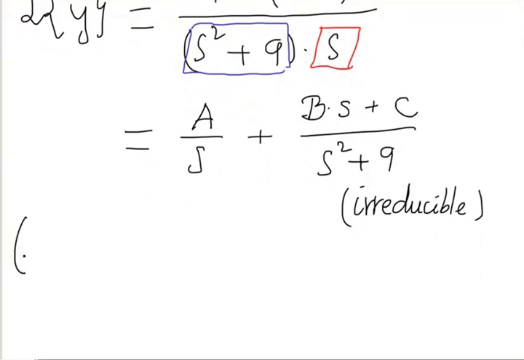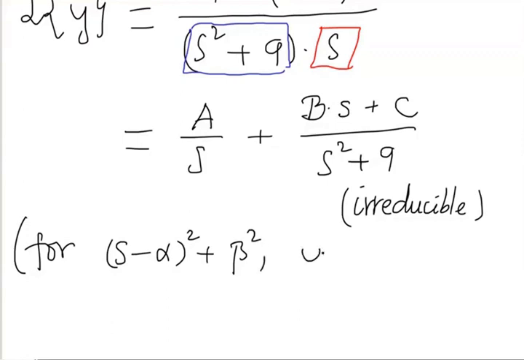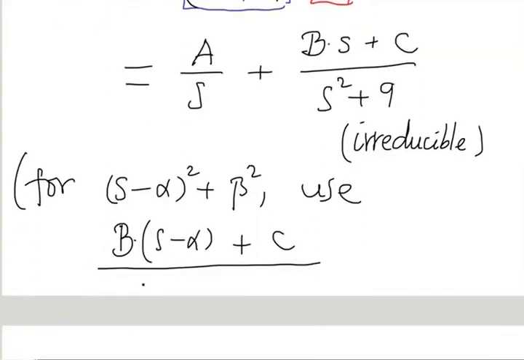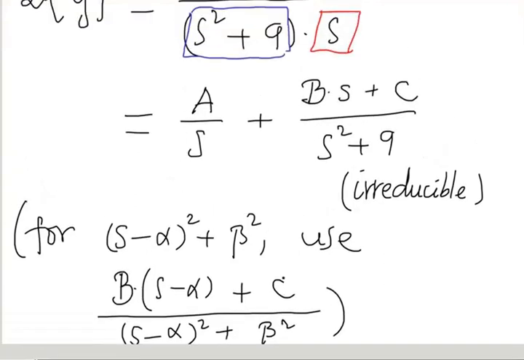Maybe I should recall. For something like s minus alpha squared plus beta squared, we should use b times s minus alpha plus c, divided by that quadratic, s minus alpha squared plus beta squared. It's not in this example, but maybe in other examples or other problems we need this.